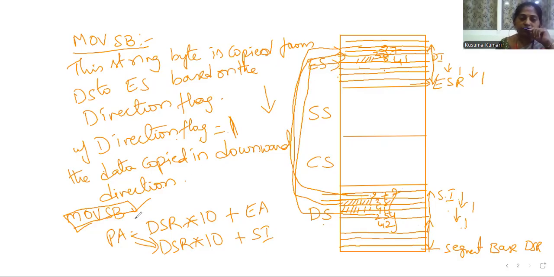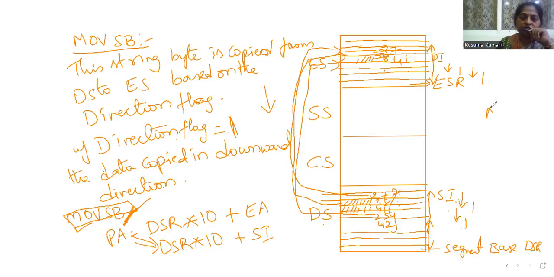Okay, so because this is the string byte, the source index moves one by one memory location. So source index is decremented by 1. Here, destination index is decremented by 1.